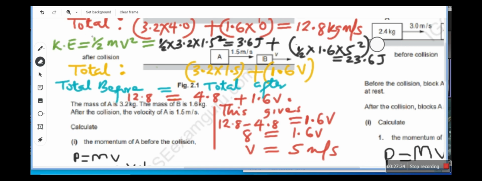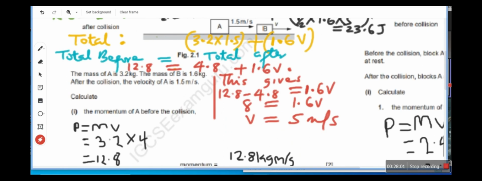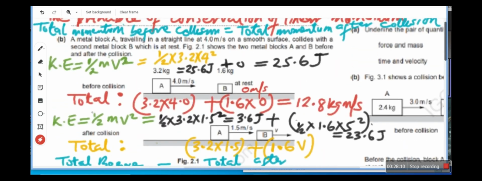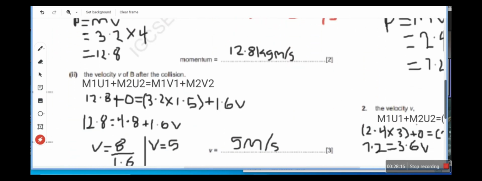Imonia, compare the total kinetic energy before collision and the total kinetic energy after collision. What was the total kinetic energy before collision? Joules. What's the total kinetic energy after collision? What did you notice? Why did it reduce?